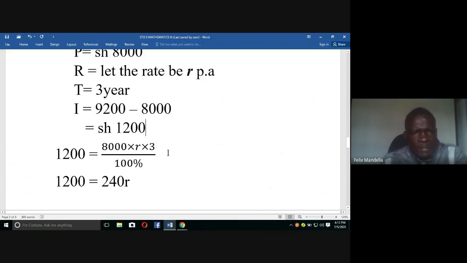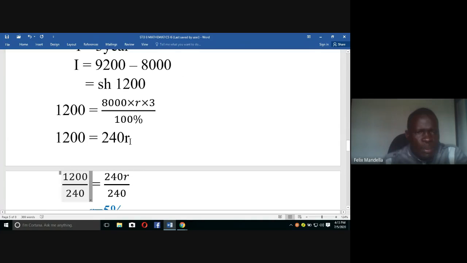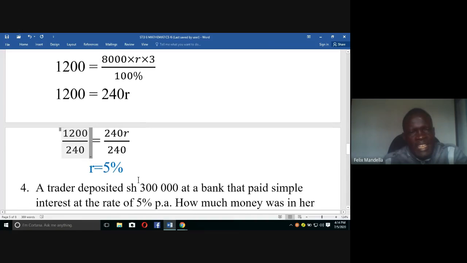You simplify this one. 8 times 3 is 24. 2 zeros will cancel 2 zeros. So 240 R is equal to 1200. You divide both sides by the value attached to R, the value attached to the unknown. The value attached to the unknown here is 240. So divide both sides by 240, you will get R being 5%.